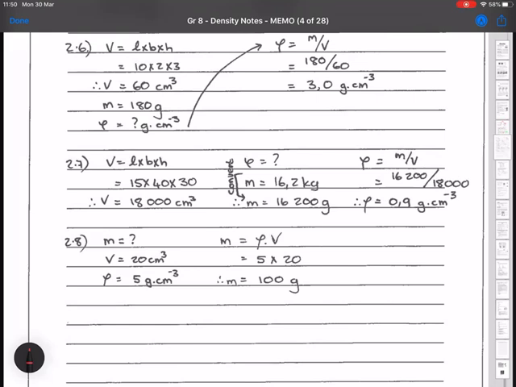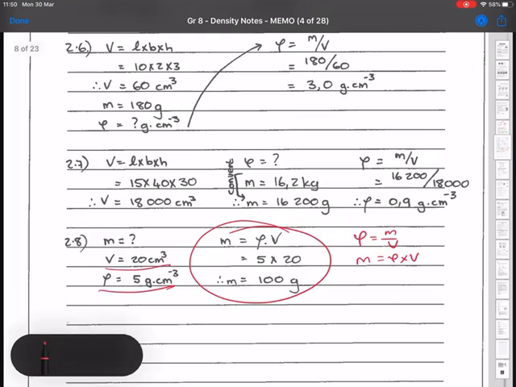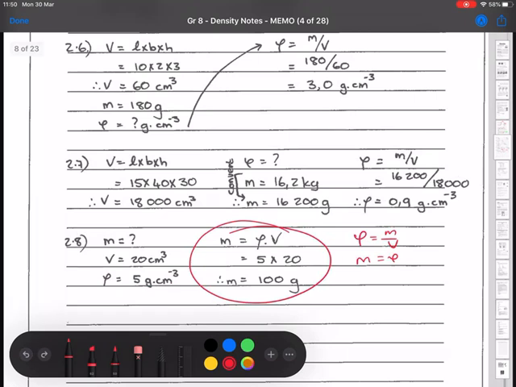2.8. There they gave us the density and you had to calculate its mass. So for that you needed to rearrange your density formula. So normally density is mass per unit volume. If you rearrange it though, mass is equal to density times volume. And they gave us that the density was 5 grams per centimeter cubed. The volume was 20 centimeters cubed. So you just have to sub those in and you'll be able to work out the mass of the substance.